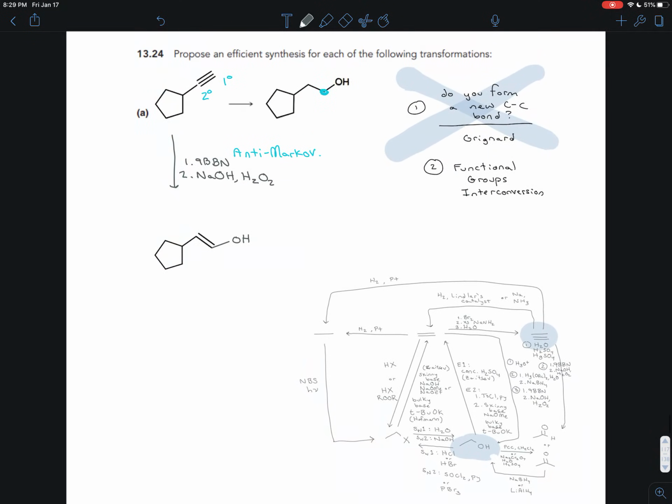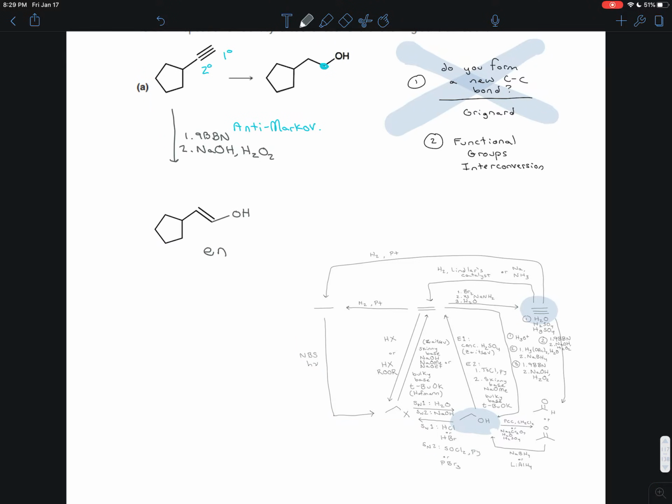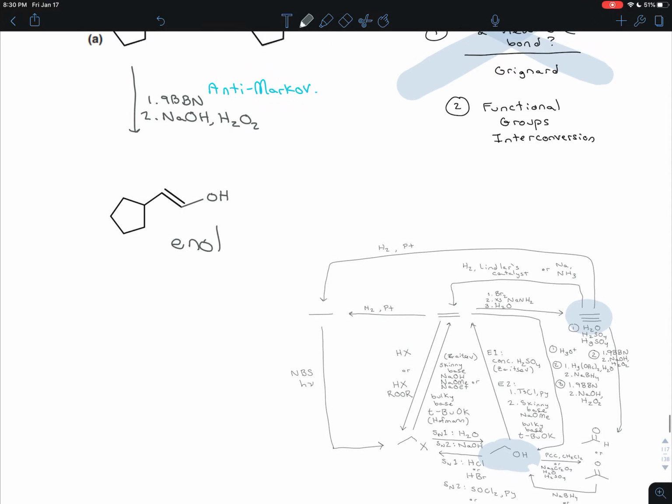And so likewise here, it puts the OH on the less substituted carbon in the pi bonds. And this is called an enol. You have an alkene, so ene. You have an alcohol, so ol. So this is an enol. And the enol interconverts to either an aldehyde or a ketone.